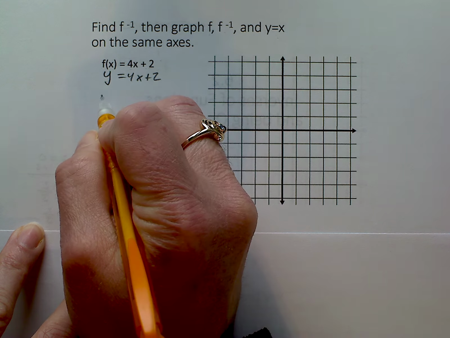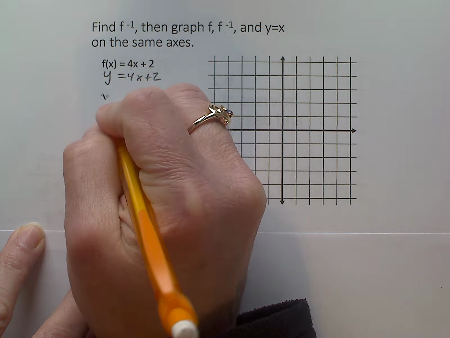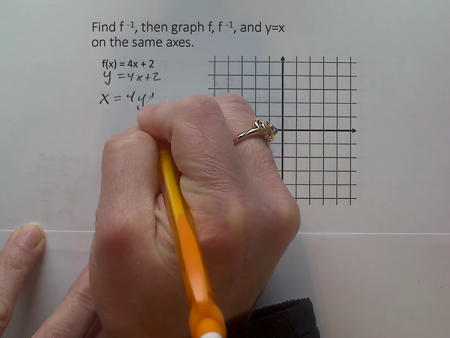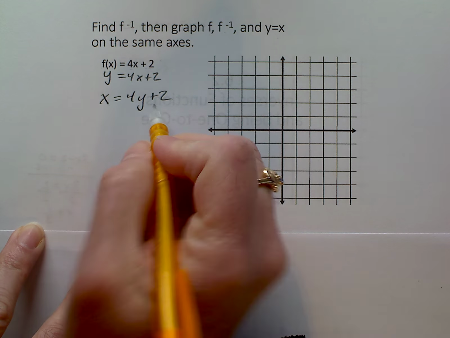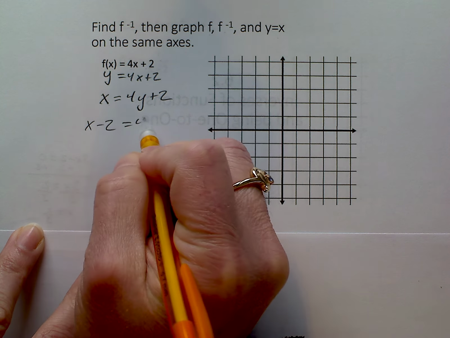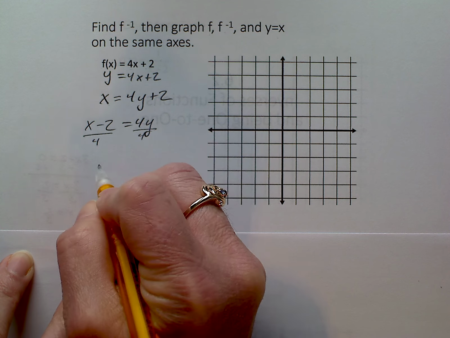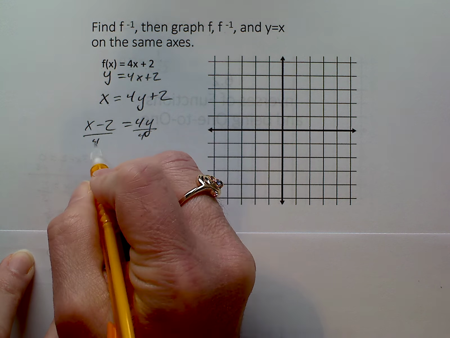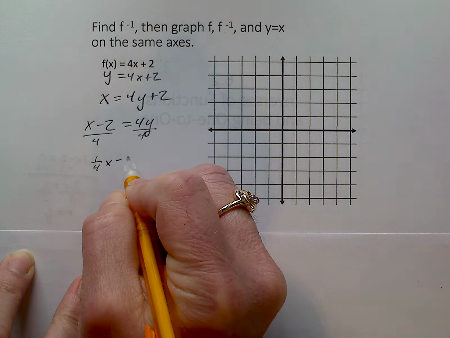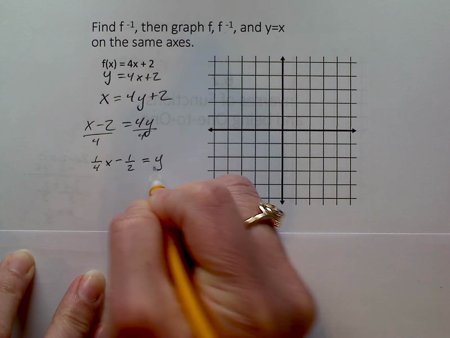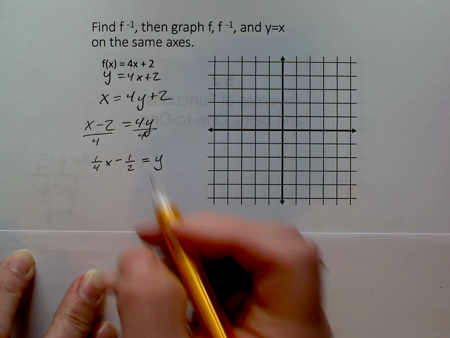I'm going to literally switch x and y and solve for y. I hate pencils, don't you? So I switched x and y. Now I'm going to subtract 2. I'm going to divide by 4. And guys, I'm going to divide each piece by 4 so that I get, and 2/4 is 1/2. Oh my. If you don't know what that came from, you need to do this on your own.